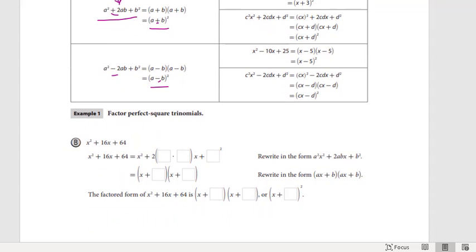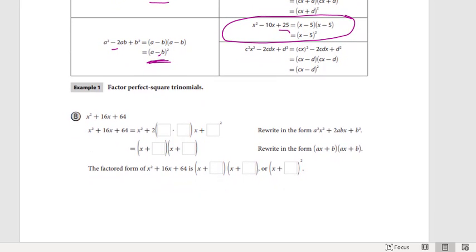All right, the other one I want to look at is x squared minus 10x plus 25. 25 is 5 squared, x squared is x squared. So negative 10x is negative 2 times 5 times x. So we know that it is in this form, and it's minus, so it's going to be x minus 5 squared.